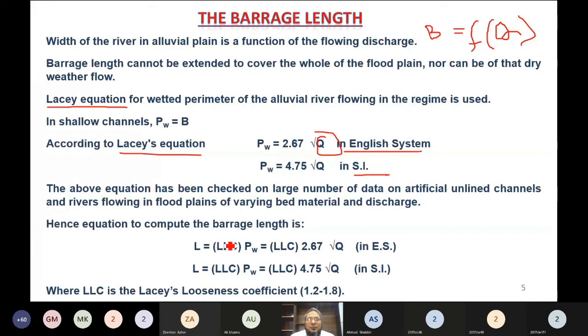So finally, how we can compute the length of the barrage using this equation: the length of the barrage L is equal to LLC, Lacey's looseness coefficient, times the wetted perimeter given by Lacey, which is 2.67 root of Q in the English system and 4.75 root of Q in SI. Lacey's looseness coefficient has a value ranging from 1.2 to 1.8. It means whatever the wetted perimeter value is, we further increase it by 20 to 80%. This is the standard practice to compute the length of the barrage.